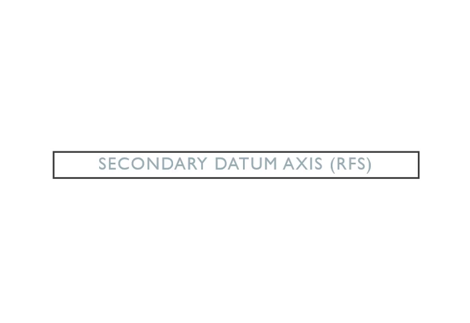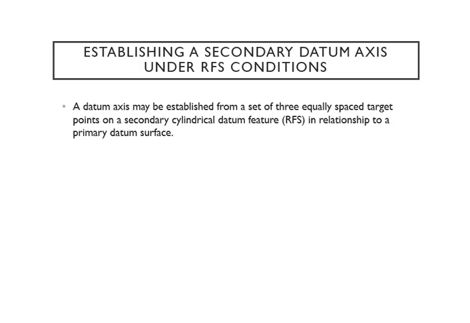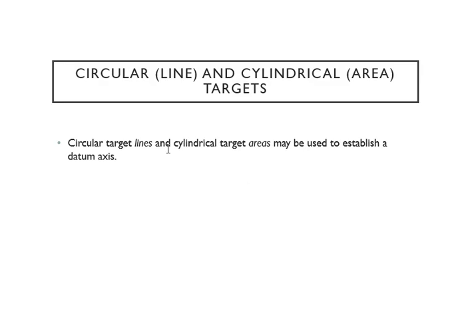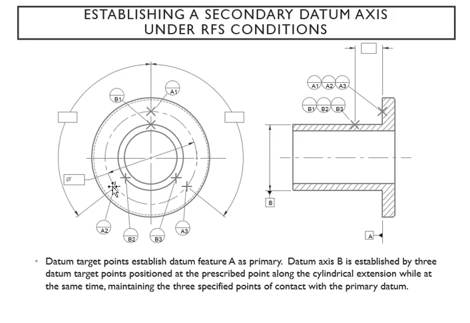Okay. All right. The secondary datum axis, regardless of feature size, you can establish that from a set of 3, again, equally spaced target points, yeah, on a secondary cylindrical datum feature, your RFS, in relation to your primary datum surface. So let's get back into this. Okay, we have different views right there. So this time we can see the target points very clearly, and they go in order in different views, which is the side. Okay, this is your front. And of course you have basic dimensions right there, yeah.